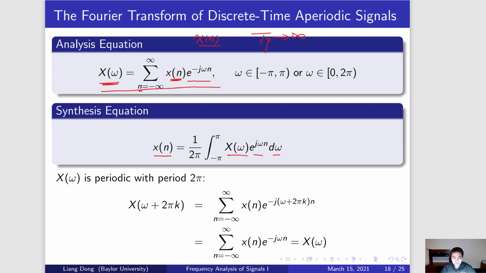Now we need to understand that X of omega is a continuous variable, but it is periodic. So we do an integration over one period of 2 pi. You can start from negative pi to pi or from 0 to 2 pi. Then this integration is divided by the period, which is 2 pi, and we get the time domain signal x[n]. So this is the inverse Fourier transform for discrete time signals.